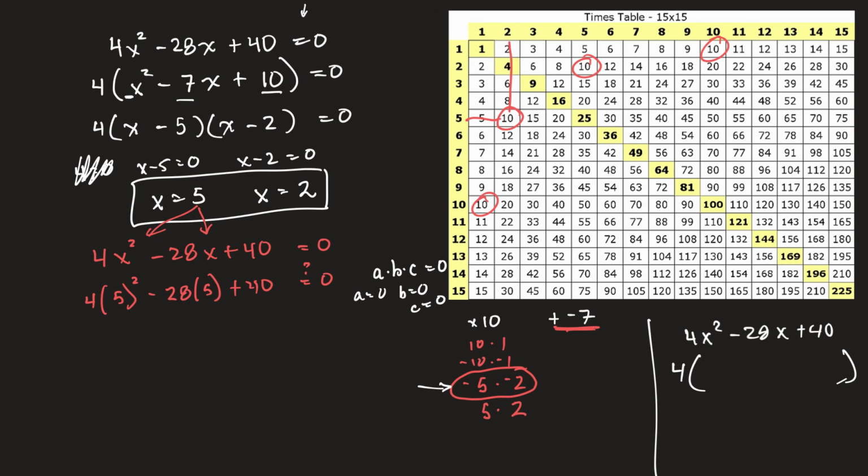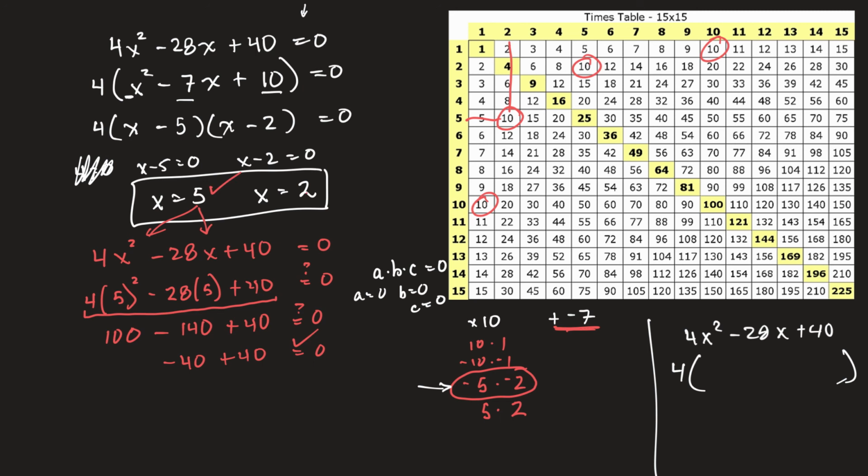Okay, 5 squared is 25, and 25 times 4 is 100. You could just put that whole thing into your calculator if you wanted. 28 times 5 is 140, I think. So minus 140 plus 40. Is that equal to 0? 100 take away 140 is negative 40, and negative 40 plus 40, sure enough, gives me 0. Therefore, 5 is one of the answers.